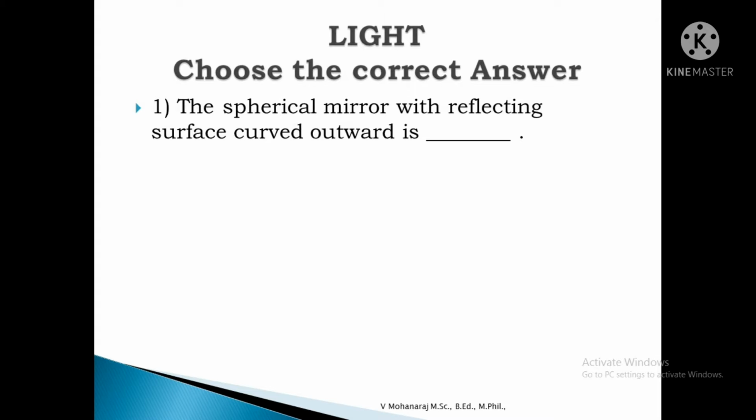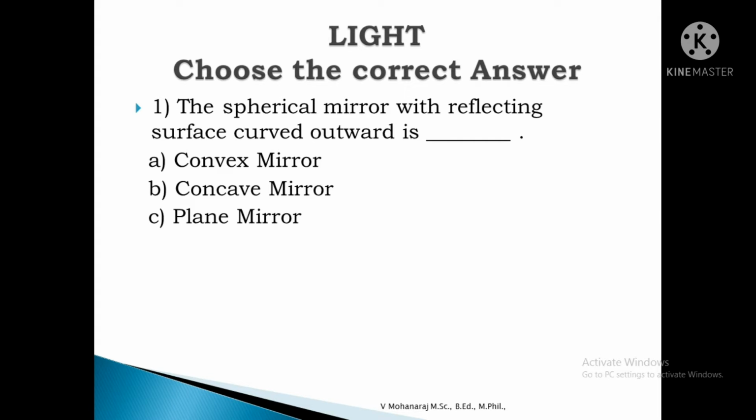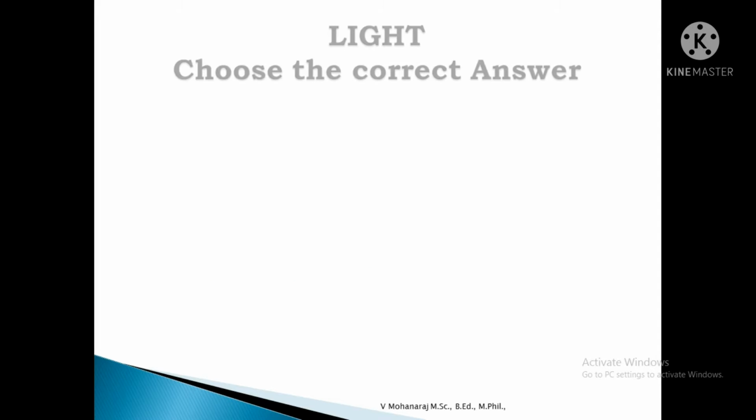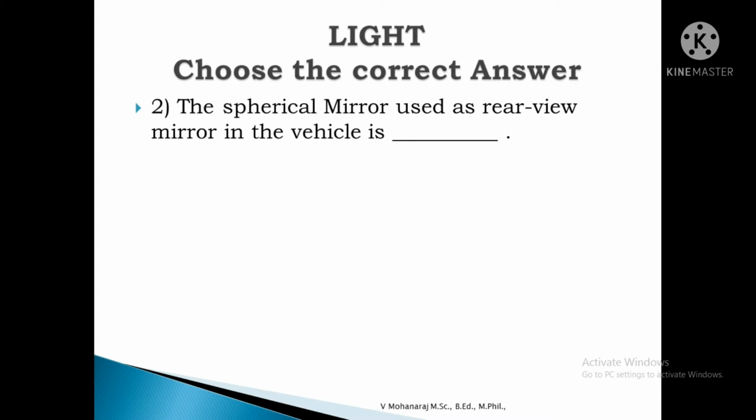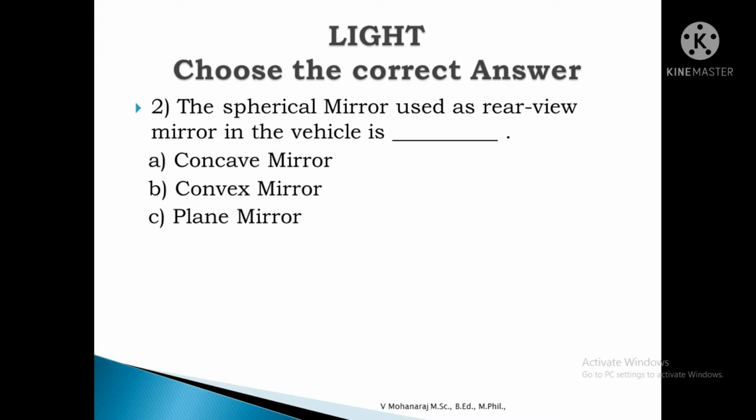First one, the spherical mirror with reflecting surface curved outward is dash. Options: convex mirror, concave mirror, plane mirror. The answer is convex mirror. Second one, the spherical mirror used as rear view mirror in the vehicle is dash. Options: concave mirror, convex mirror, plane mirror. The answer is convex mirror.